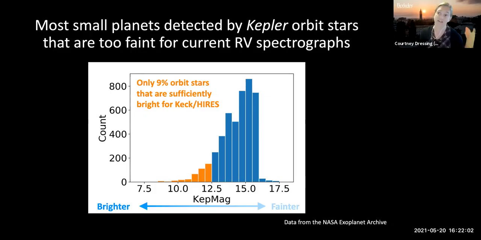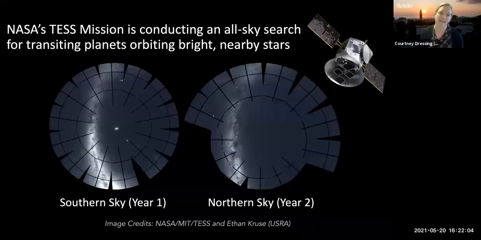Fortunately, though, there's a new mission in town. The NASA TESS mission launched in 2018 and has been surveying the sky to try to find planets around stars that are brighter and therefore better targets for radial velocity mass measurement. Here on the left, you see a view that TESS took of the southern sky in the first year of the mission, and on the right, the northern sky. We're now on the extended mission and looking back at the southern sky to fill in some of these gaps and find even more planets.